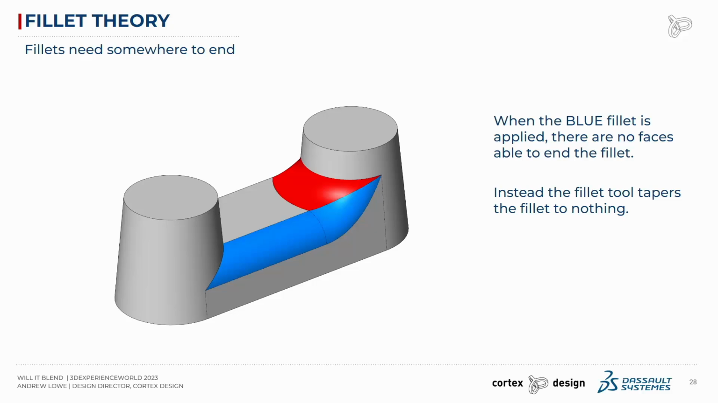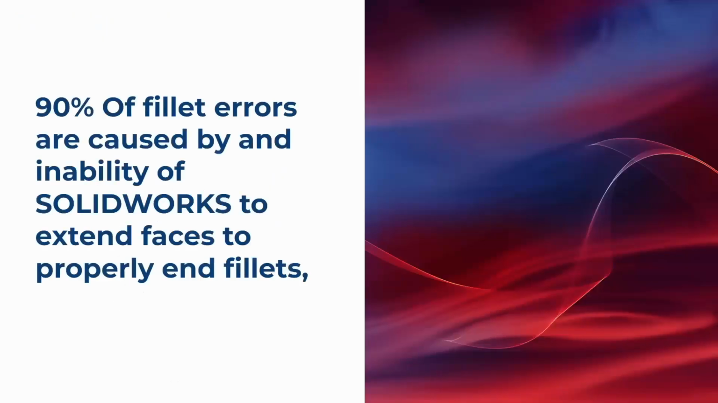And typically when we run into scenarios where fillets can't be created in SOLIDWORKS, 90% in my experience of these errors are caused by the inability of SOLIDWORKS to extend faces and properly end the fillet on the model. So if we look into that kind of technique, how could we potentially add new faces or new ways for our fillets to end in our models? We can start looking at some ways of potentially working through these errors.